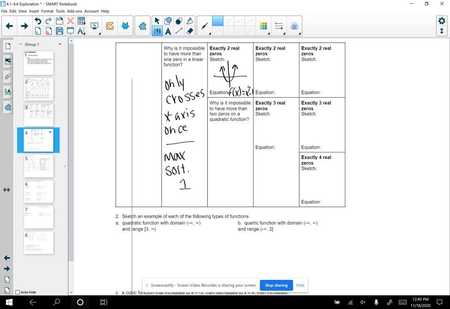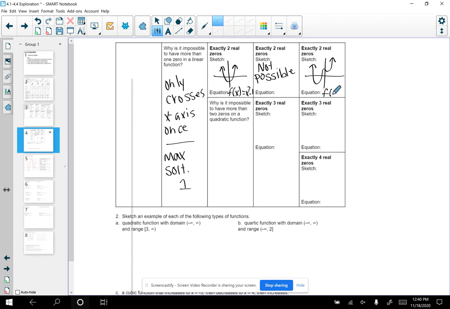How about a cubic having exactly 2 zeros? Not possible, because a cubic is either going to have 0, 1, or 3. And for a quartic to have exactly 2 real zeros, it's only going to cross the x-axis twice. So that's going to look something like this. And you're like, well, how do I figure that out? This means we have 2 real solutions and 2 imaginary solutions.